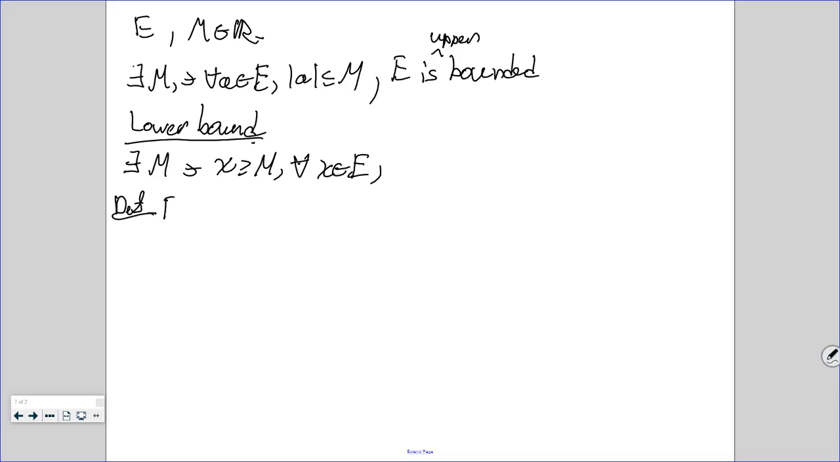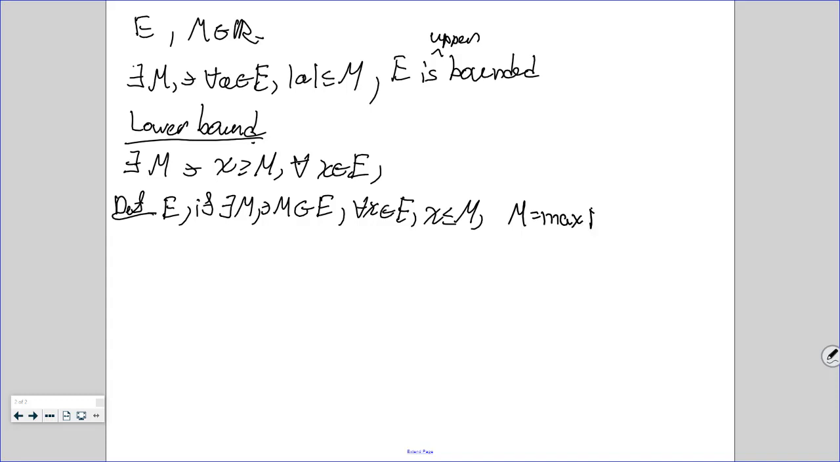Suppose again E is a set of real numbers. If there exists a number m such that m belongs to E, and for all x in E, x is less than or equal to m, then we call m a maximum. So we say m is a maximum of set E. The same way we can define the minimum of set E.